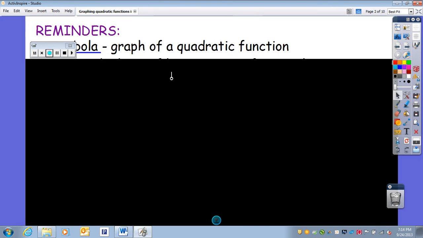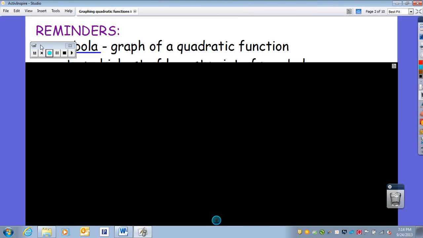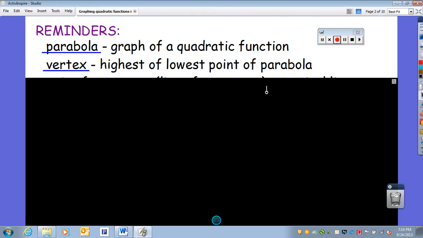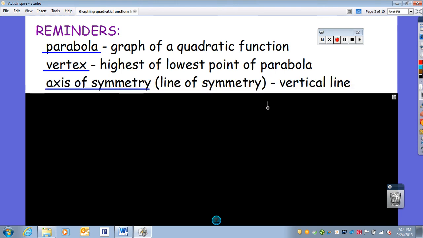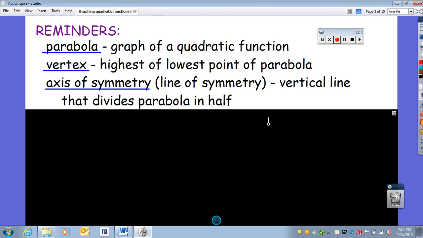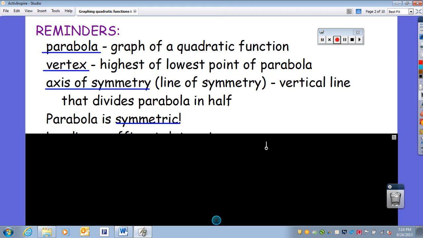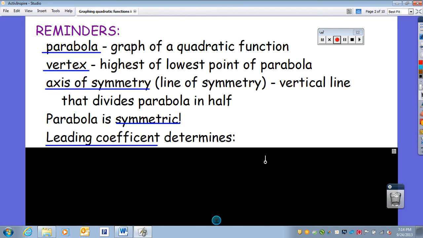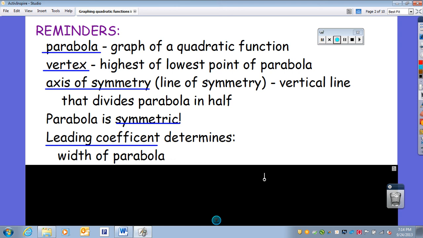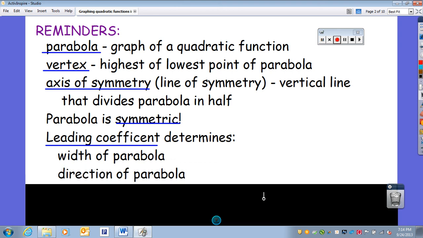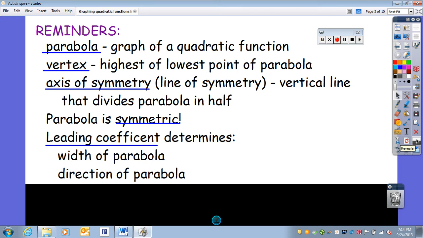A couple of things to remember. First, the graph of a quadratic equation is a parabola. The vertex is the highest or lowest point of the parabola. The axis of symmetry, or sometimes called the line of symmetry, is the vertical line that divides the parabola in half. Remember that the parabola is symmetric. The leading coefficient is going to determine a couple of things. First, how wide the parabola is, and second, the direction of the parabola, whether it opens up or down.